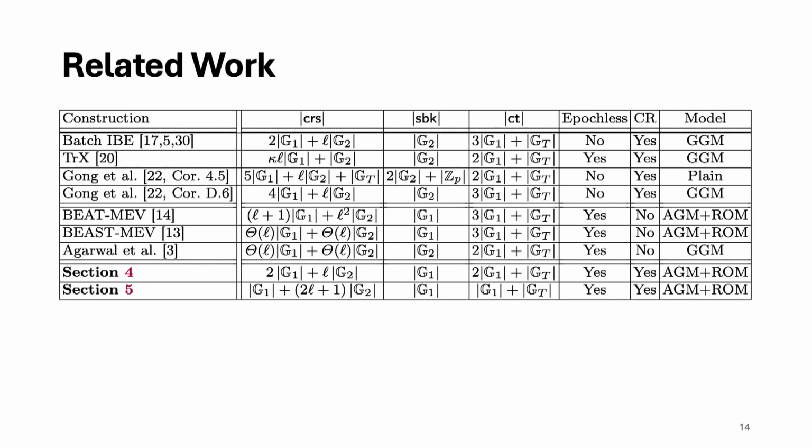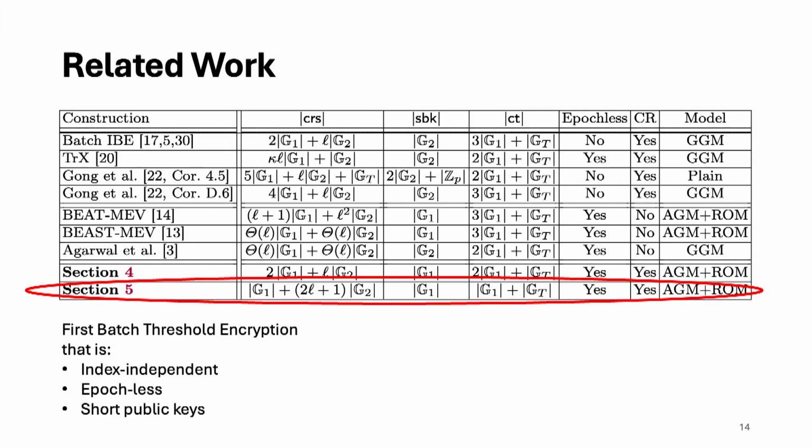Okay, so we are not the first people to introduce the term batch threshold encryption or to give a construction for it. So there has been a lot of earlier works. So this is a table from our paper. However, these earlier works had some limitations, such as index dependency, which we have just talked about, some epoch issues, or a large CRS or large public keys in theory. So we basically resolve these limitations, and we obtain an index-independent, epoch-less construction with public keys that are only linear in the size of the batch.